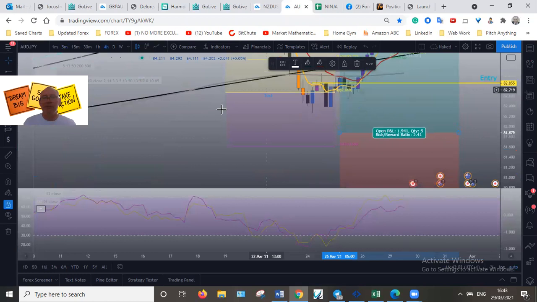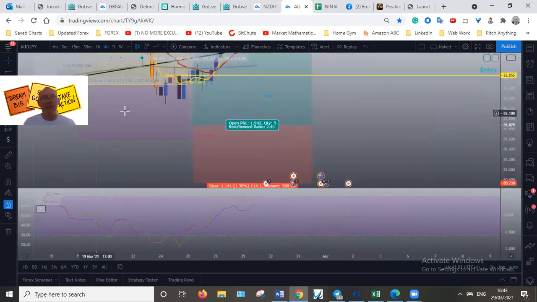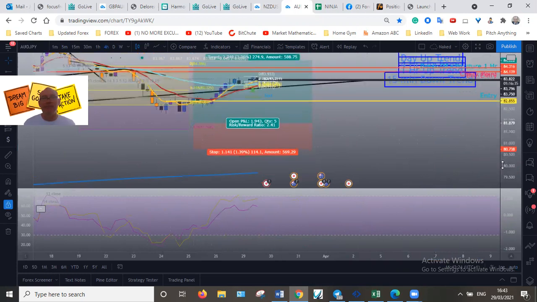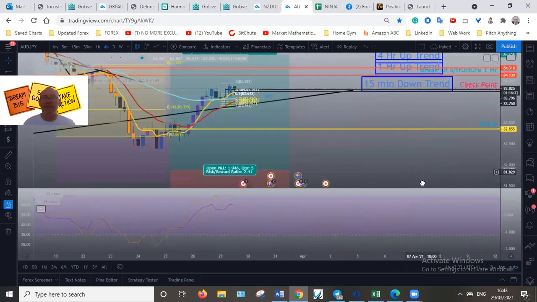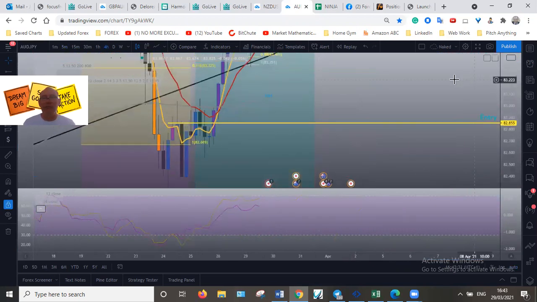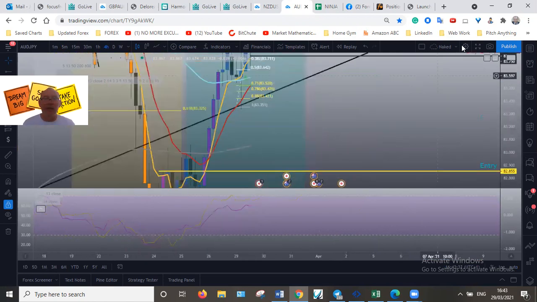Okay, ladies and gentlemen. This was my initial plan, but it didn't come down to this area here. So we had to look at another way of entry. I thought it would come down to this area here. It came to this one, didn't come to this one. You see the entry, and this was another trade actually. That was the last trade I got.